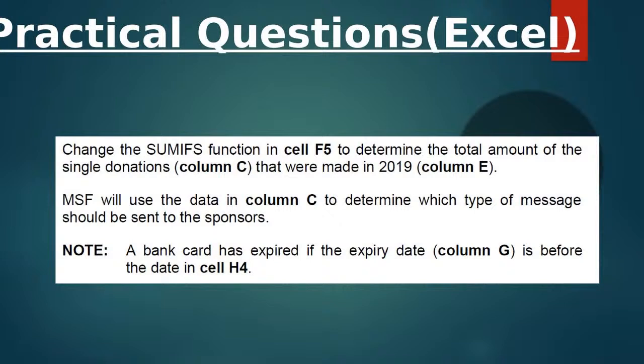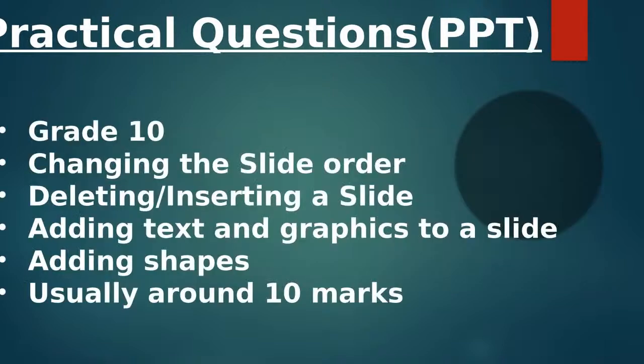Then change the Sumifs function in cell F5. So you go to cell F5. You see that there is a Sumifs function to determine the total amount of single donations that were made in 2019. These guys will use the data to determine which type of message should be sent to sponsors. Okay, so all they're asking me to do is modify the Sumifs formula that is there.